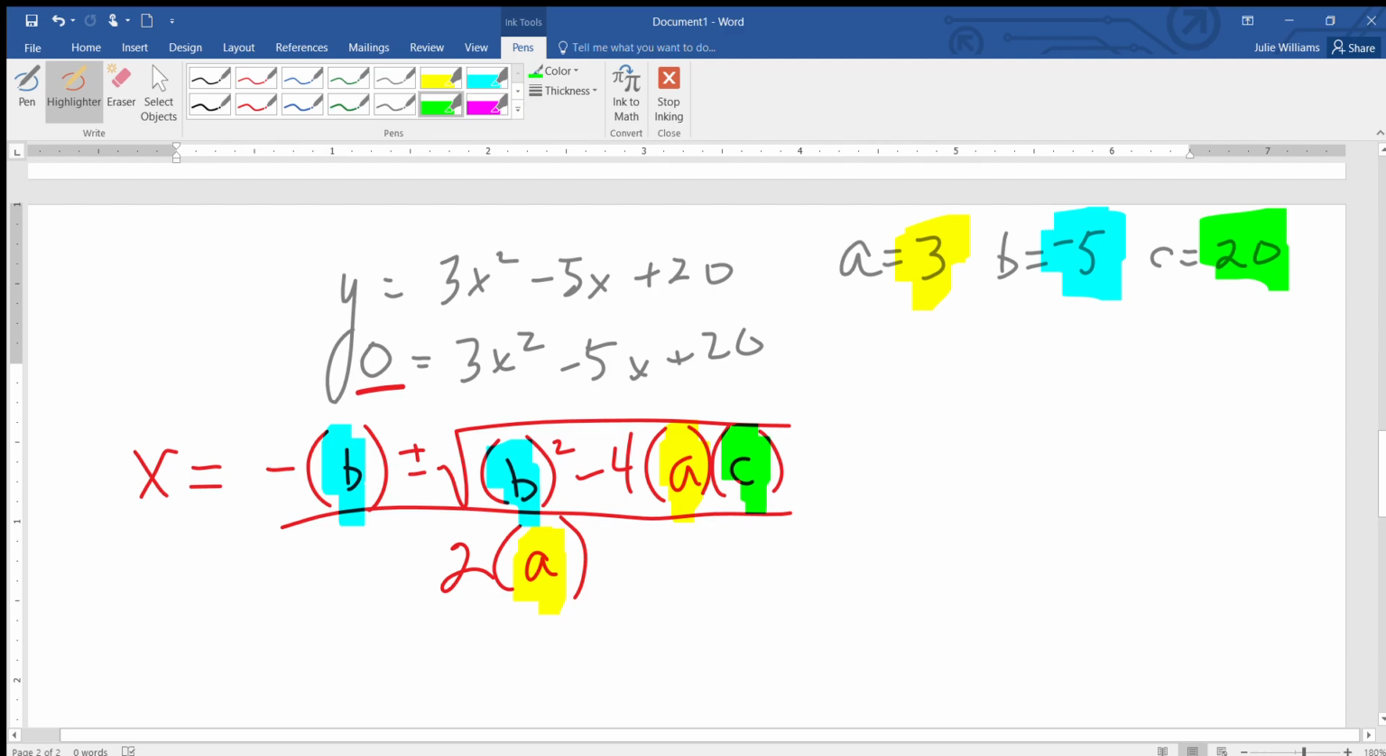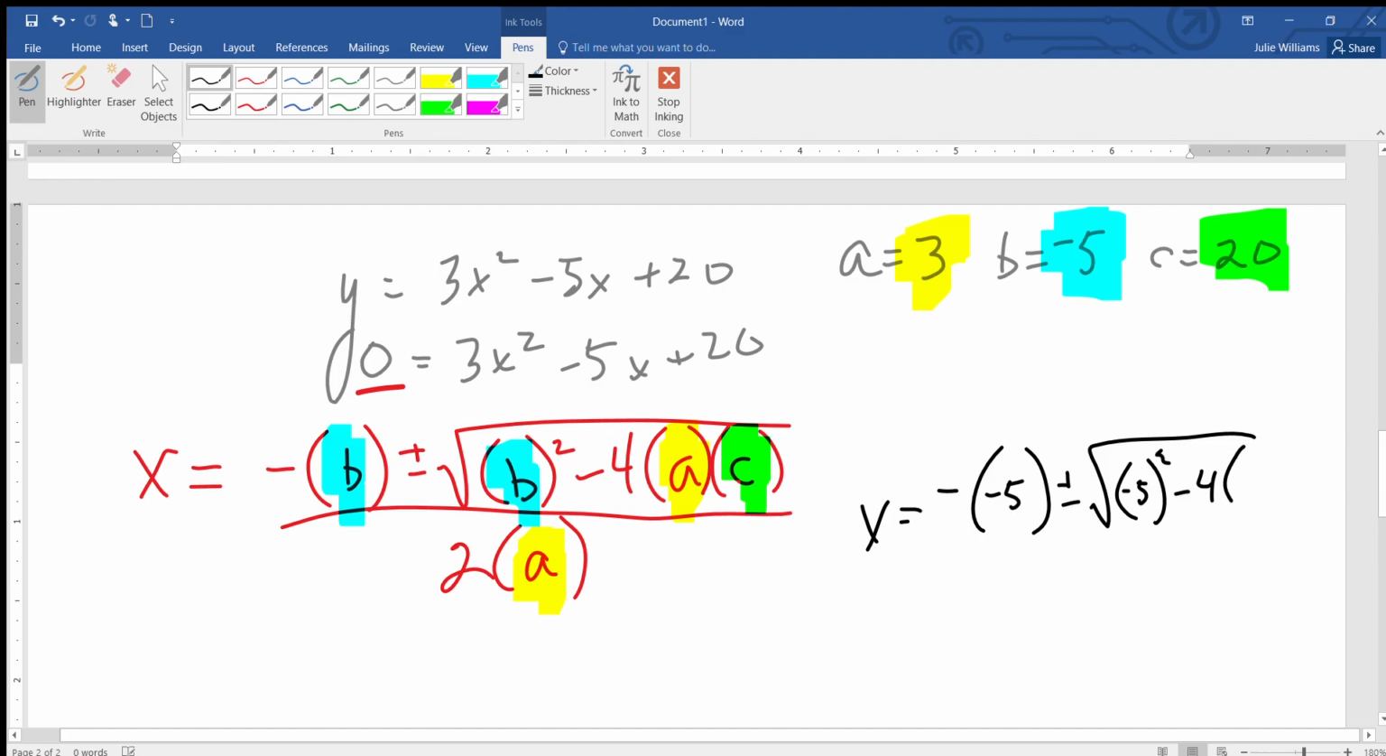Okay. So now what I want to do is go in and substitute. Don't try to do the solving and the simplification during this step. Just substitute. That's it. There's a lot of math going on here, and if we start doing lots of steps within one step, we make silly mistakes. So x is equal to negative, parentheses, negative 5, plus or minus the square root of, parentheses, negative 5 squared minus 4 times 3 times 20, all over 2 times 3.